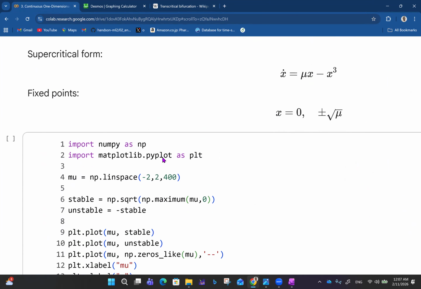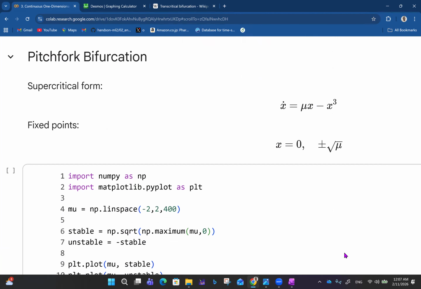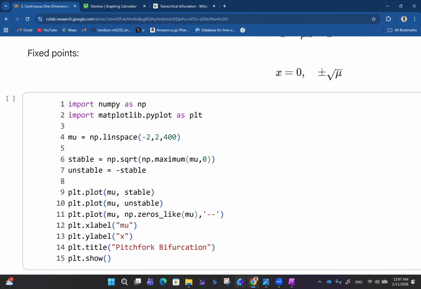On the other hand, we have the pitchfork bifurcation. For the pitchfork bifurcation, you have the supercritical form where x dot is mu x minus x cubed. If you factorize, you have x into mu minus x squared. In that case, your fixed points, or the equilibrium points, are x equals 0 and plus or minus the square root of mu.